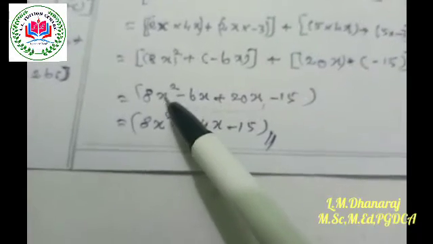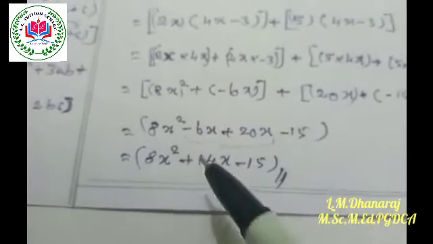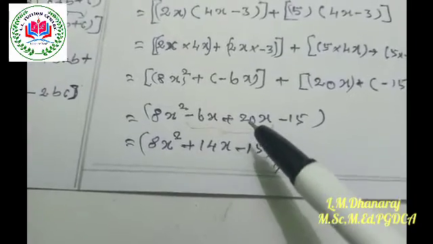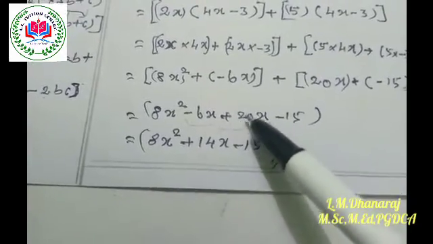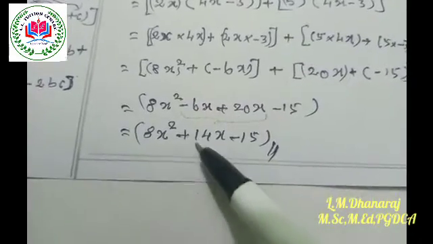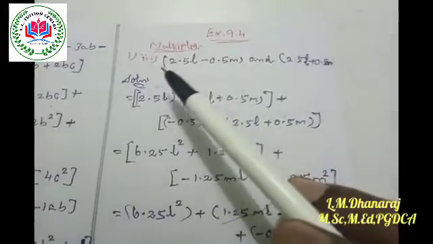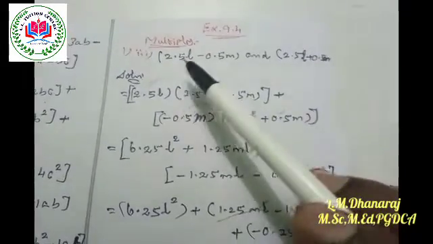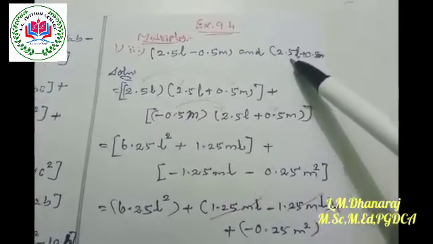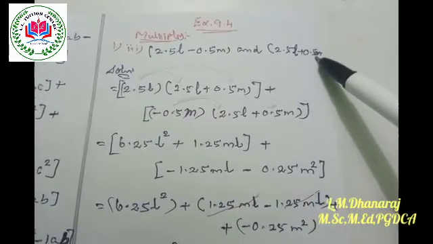So now only one x square term, so 8x square. There are two x terms, so minus 6x plus 20x. So when we group, the greater number sign is plus, we subtract, 20 minus 6 is 14, so plus 14x minus 15. First Roman letter, third sum, we have to multiply 2.5L minus 0.5M into 2.5L plus 0.5M.